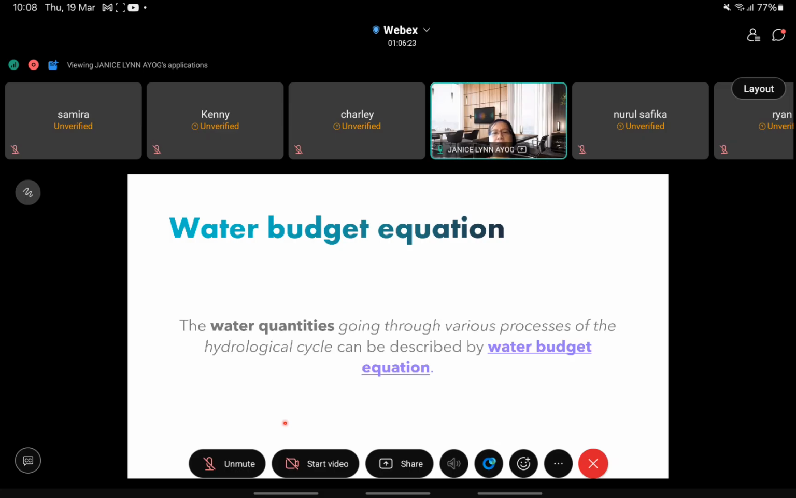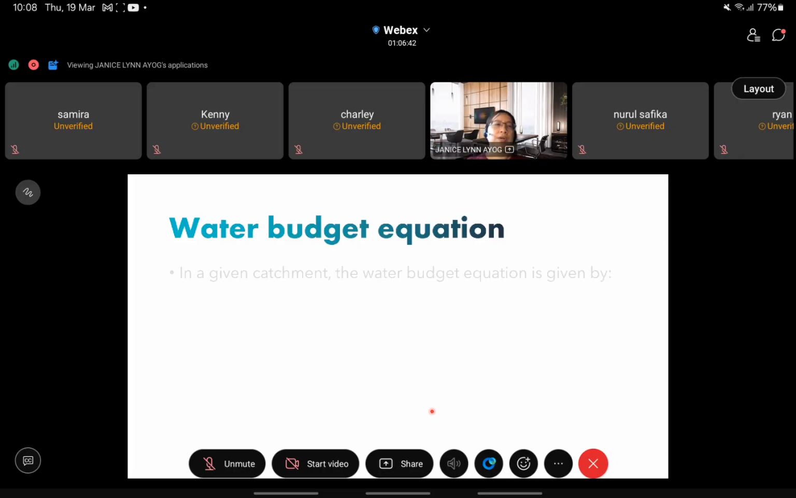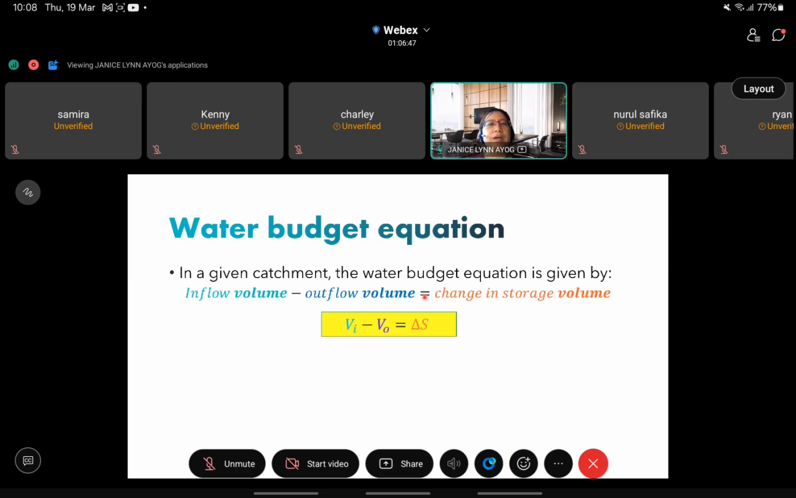Now, the water budget equation. What does it mean? The water budget equation describes the water quantities going through various processes, or key components, of the hydrological cycle. In a given catchment, the water budget equation is given by this: if there is inflow volume, and then you minus the outflow volume, then you would have the change in storage volume. We're dealing with volumes here.